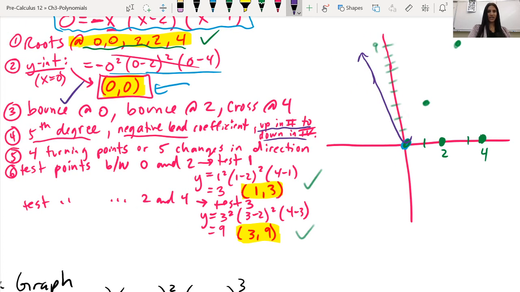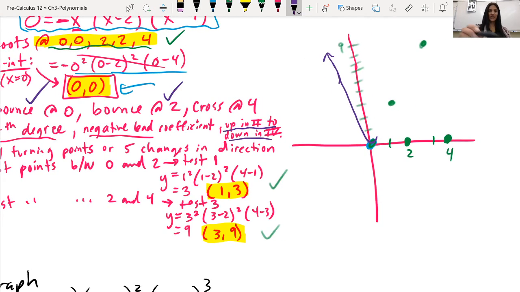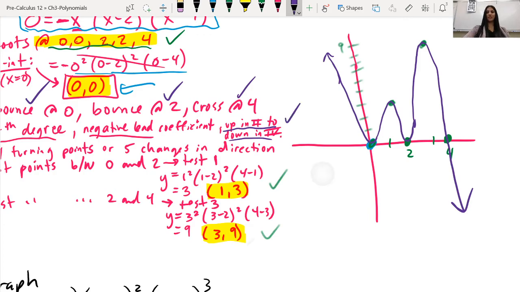It's bouncing at 0, and then it's going to bounce again at 2. So I know from here it comes up to this point, and it bounces at 2. And then I know from there it goes up to this high at 9, because we found that midpoint in between, our test point at x equals 3. And then I know that it crosses at 4. So I would go through here and finish down here. And that satisfies my end behavior here as well.